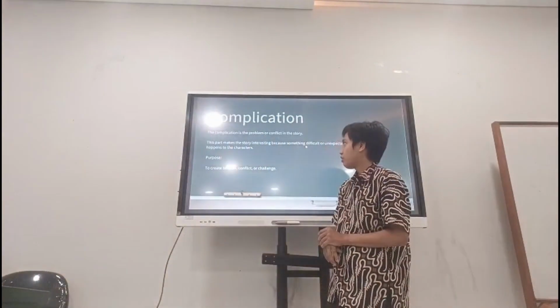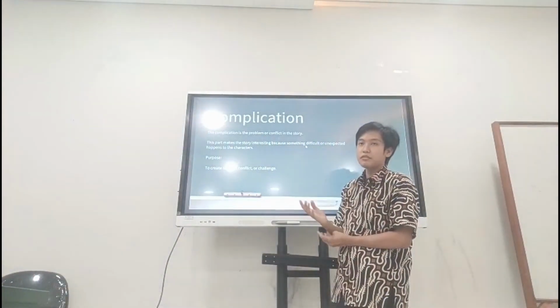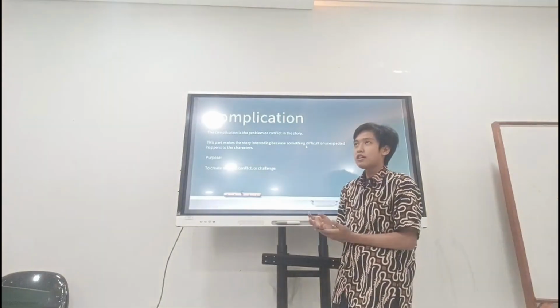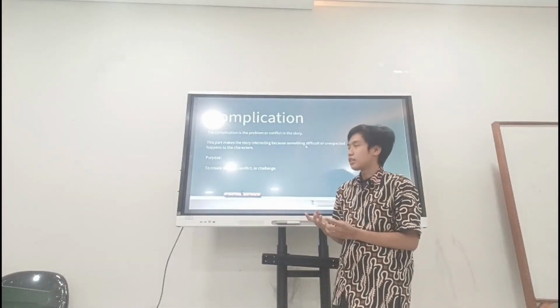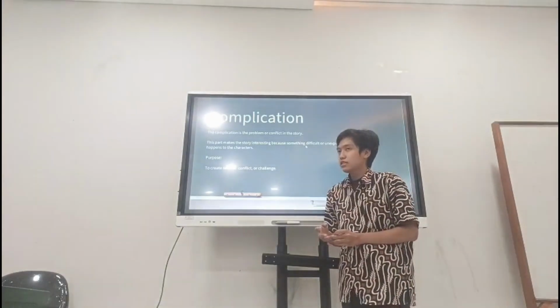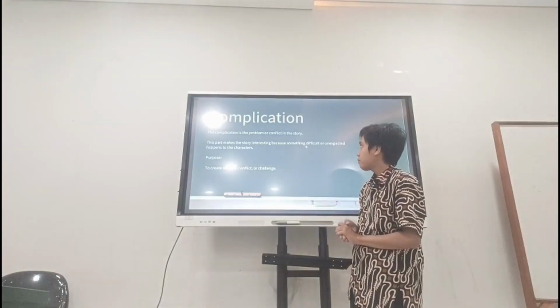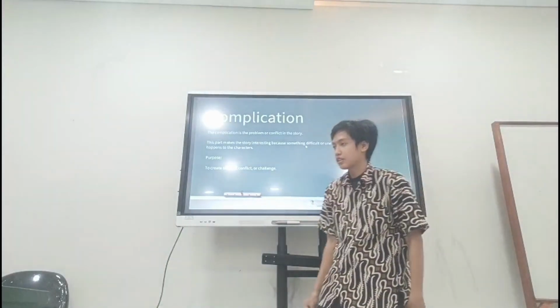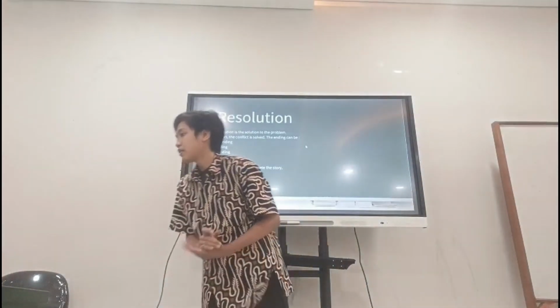Next is complication. Complication is the conflict of the story. What happened to the character? What happened to the nature? What happened to the village? Like that. So the complication is a conflict or problem that happened in the story. The purpose is to create tension, conflict, or challenge that is present in the story.